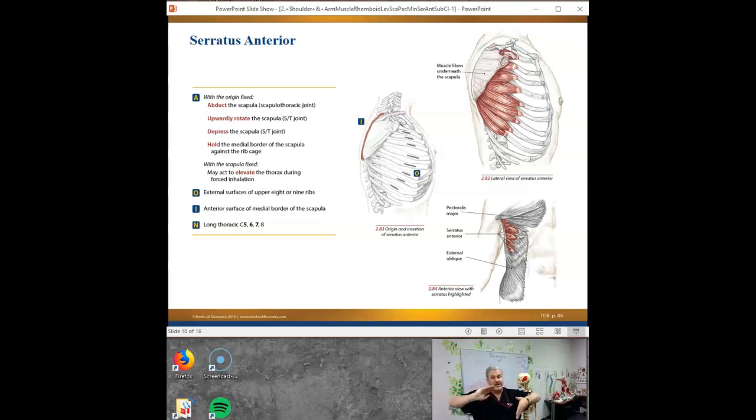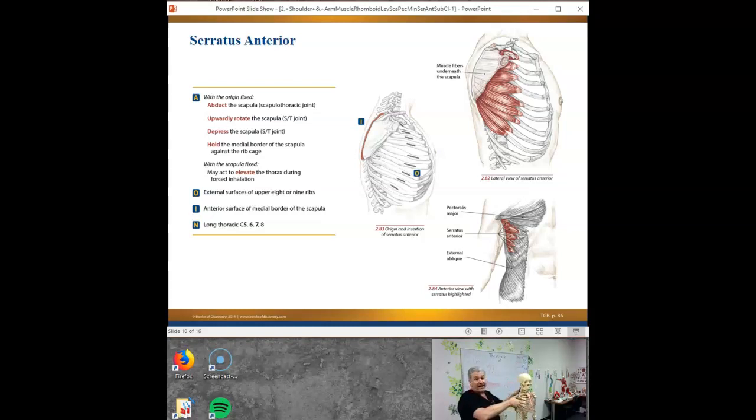It goes down at an angle. So think about this for a second. The rhomboids run up at an angle. The rhomboids elevate and retract. The serratus anterior depresses and protracts. So the rhomboids run up a little bit and back, and the serratus anterior runs down a little bit and back. The rhomboids elevate and retract or adduct. Serratus anterior depresses the scapula and protracts or abducts.